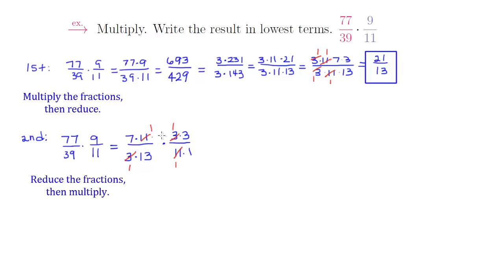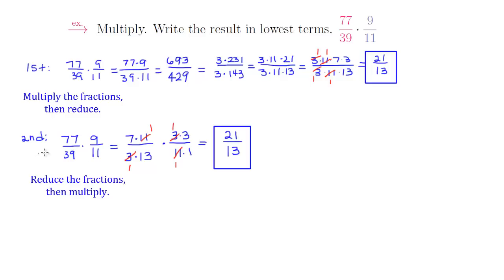There's nothing else from numerator and denominator that can be canceled, so now that we've finished our reducing, we multiply straight across. 7 times 1 times 1 times 3 gives me 21. 1 times 13 times 1 times 1 gives me 13. And voila, I get the same answer as I did using the first method. However, this one was a little simpler and a little easier.